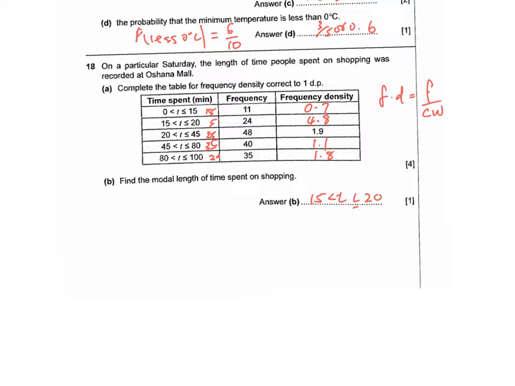Right, to the table. So we draw 0 to 5 and 0 to 15. We plot it against 0.7. 15 to 20 is 4.8. 20 to 45 we have 1.9, and 45 to 80 is 1.1, and 80 to 100 is 1.8.